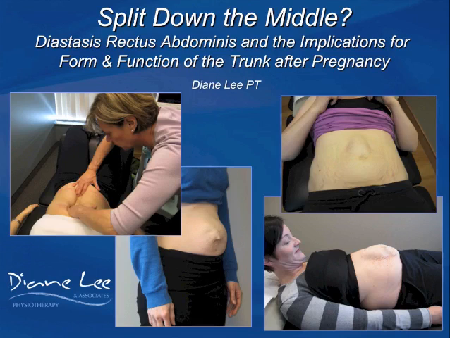Now, pregnancy isn't the only way that you can split your middle, and it's not a condition that is unique to women, although more women than men. I've seen more women than men with this condition. Men can also have this condition, but it is usually related to excessive fat in the omentum, which creates increased intra-abdominal pressure that ultimately stretches the Linea Alba.